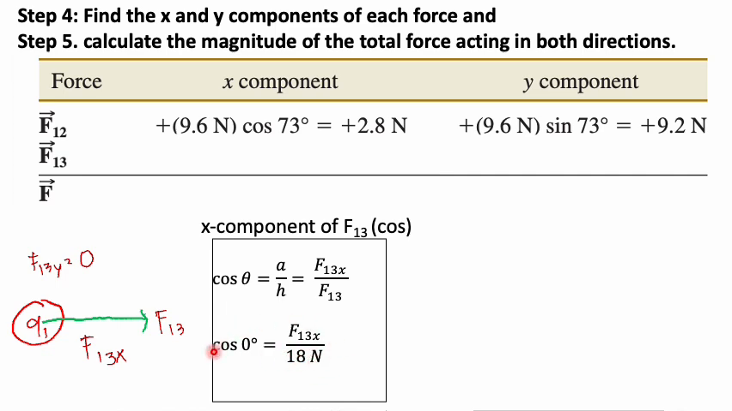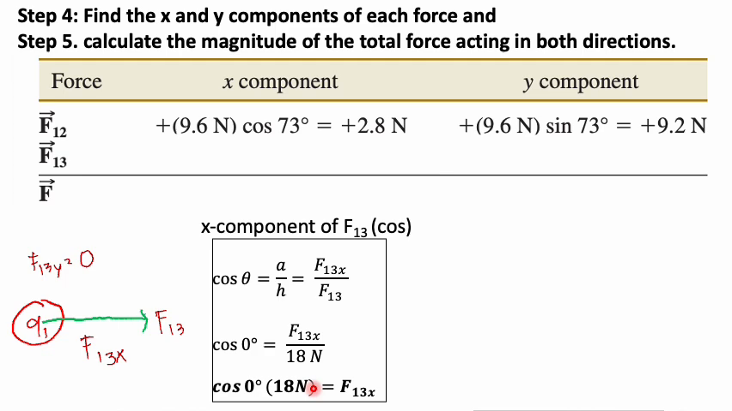So, rewrite the formula. We can write F13x equals cosine theta, cosine 0, times 18 newtons. Take note, cosine 0 is 1, I believe. So, try it on your calculators.